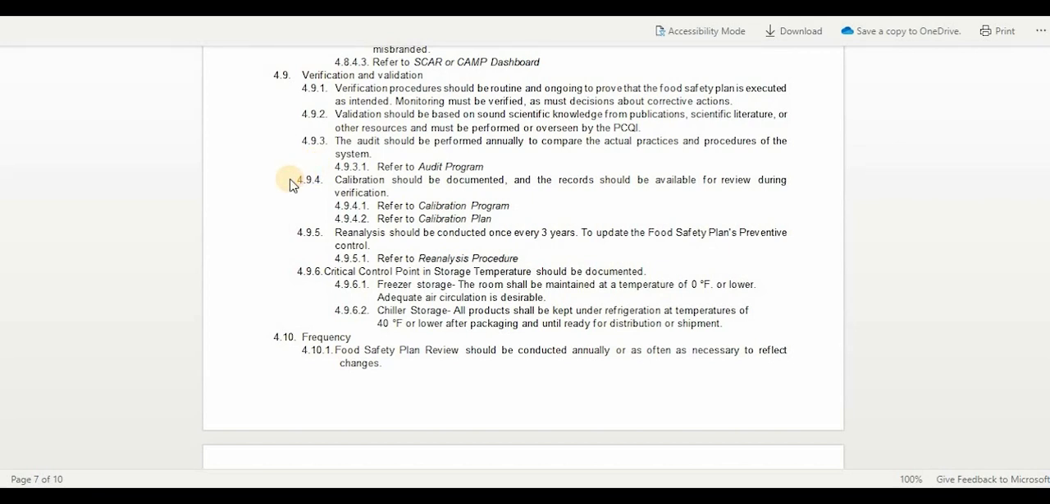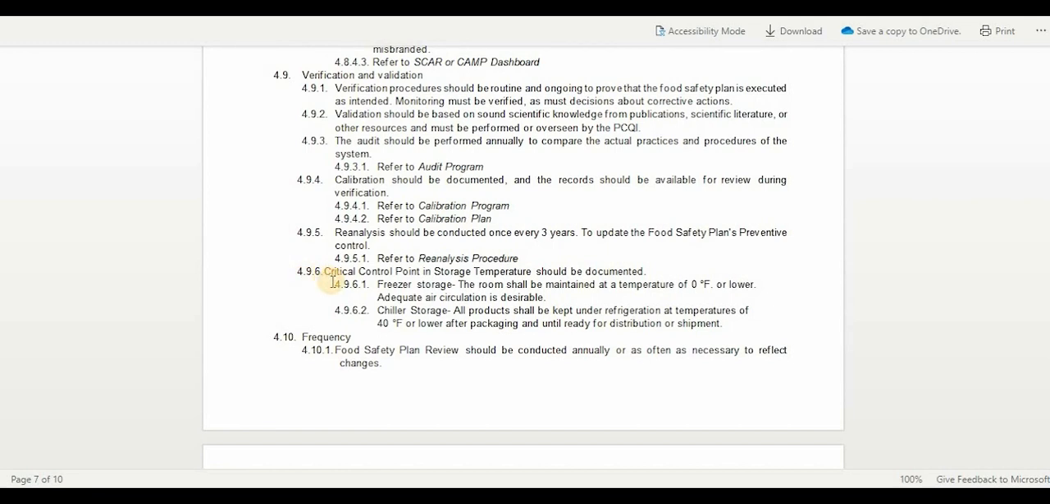Calibration should be documented, and the records should be available for review during verification, which you may refer to calibration program and to calibration plan. Reanalysis should be conducted once every 3 years to update the food safety plan's preventive control, which you may refer to reanalysis procedure. And critical control point in storage temperature should be documented.